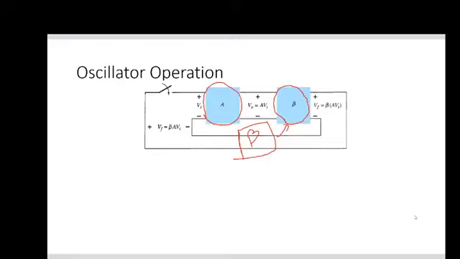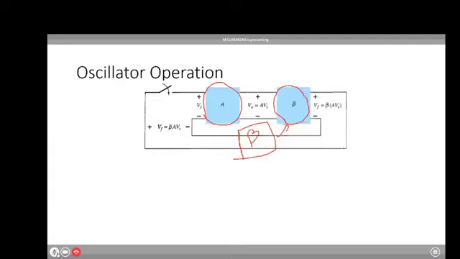Because whatever input voltage you apply, the feedback voltage will be in phase with the source voltage in case of oscillator operation. That means the input is equal to the source voltage plus the feedback voltage.